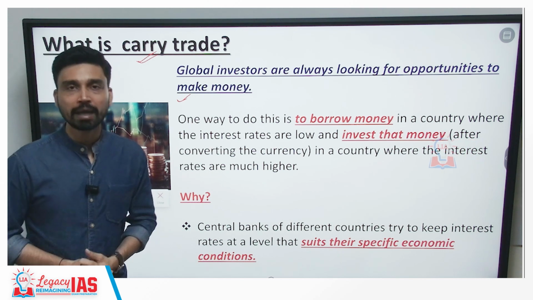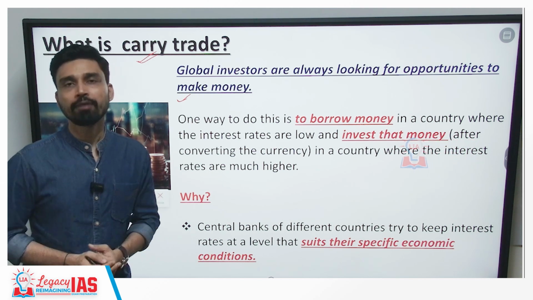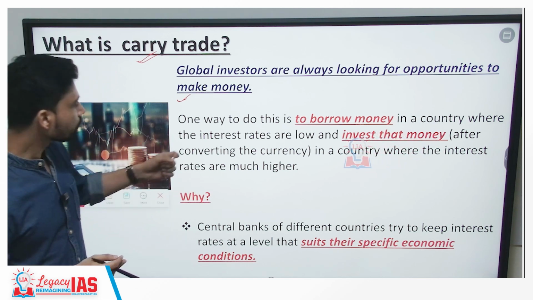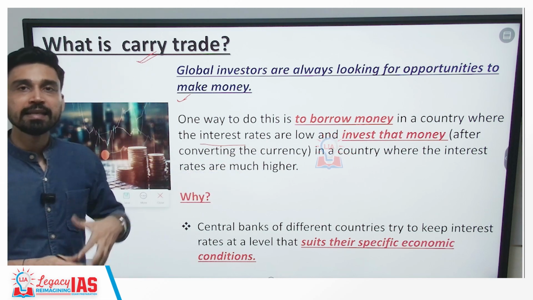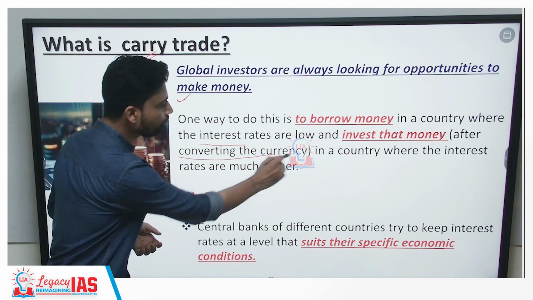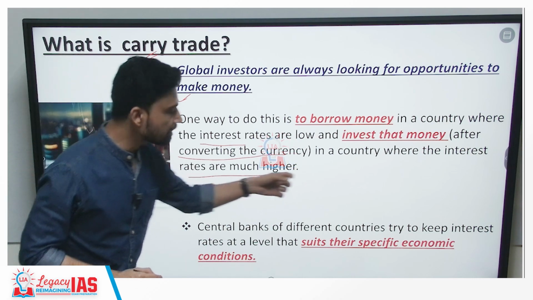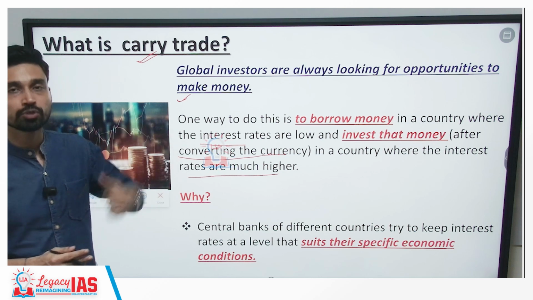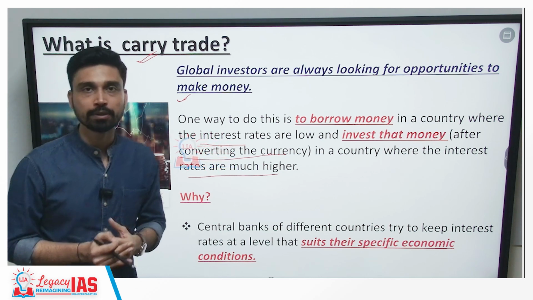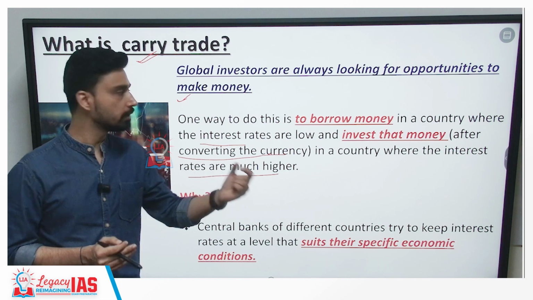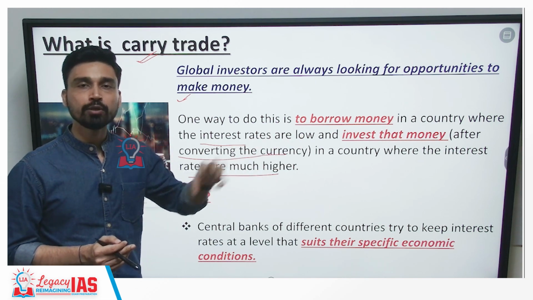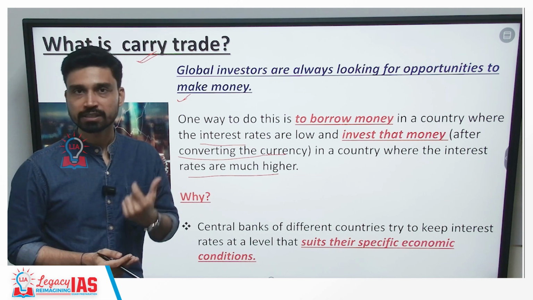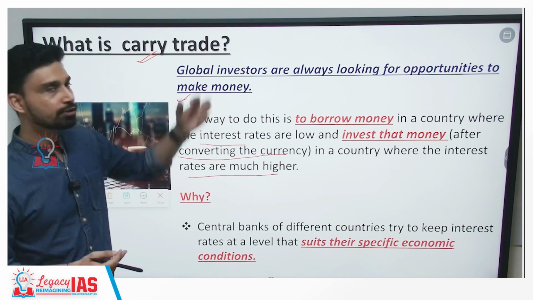If you borrow capital from a country where interest rates are low, obviously when you finally repay your loan amount, you will have to pay a relatively lesser amount of interest. Then they invest that money, after converting the currency, in a country where the interest rates are much higher. Since the interest rates are much higher, if you invest in those countries, you will get a much higher return on your capital. So you pay a small interest in the country where you borrowed the money from, and you get higher interest in the country where you have invested. And this spread, the interest rate spread, is basically the profit that these investors pocket.